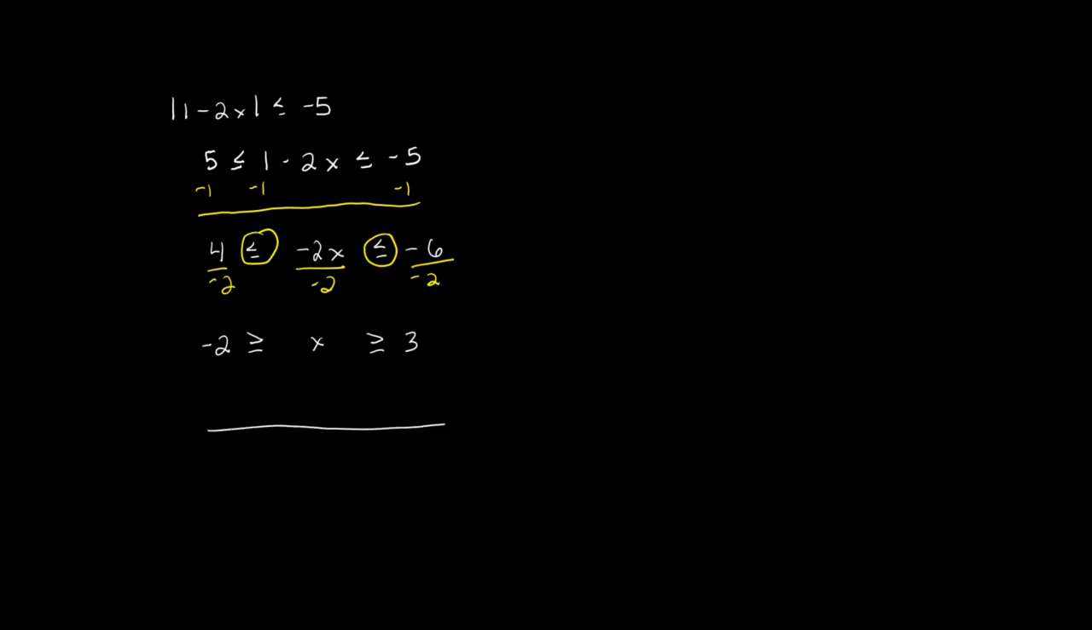So let's look at what this means. If you look at just the left part, ignore the right. So if we look at just this part, we're saying -2 is greater than or equal to x, or x is less than or equal to -2. So we're saying x is somewhere over here.